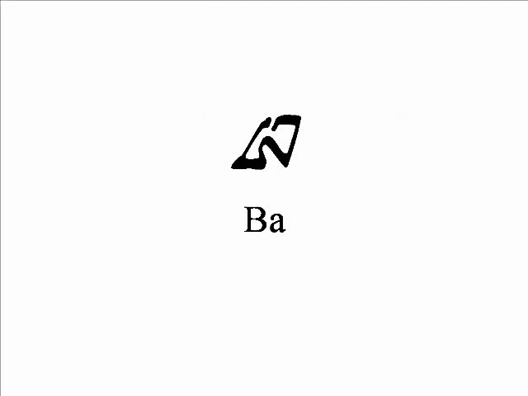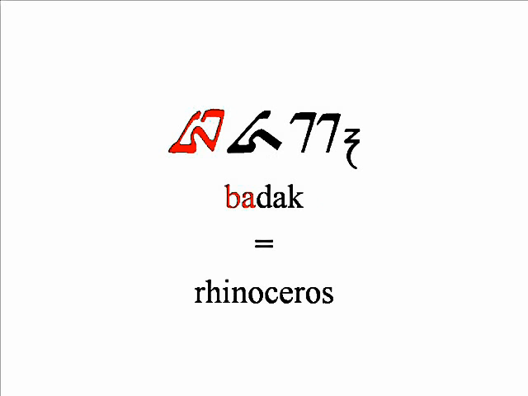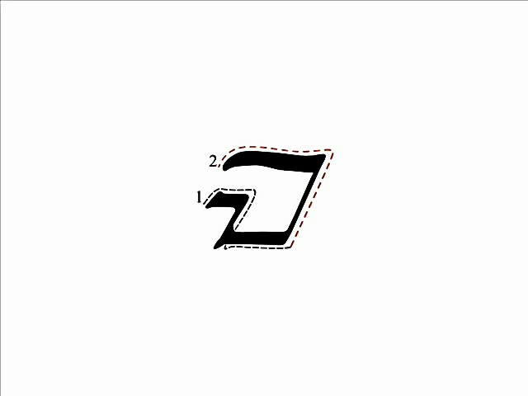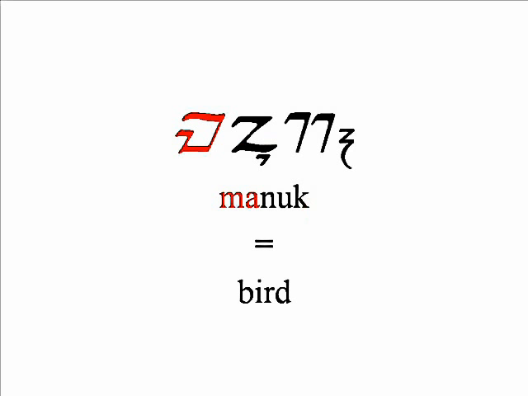Go on to the next letter, that is Ba, as in the word banana. This is how we write the letter to make a word like badak, meaning rhinoceros. After that, we have Ma, as in the word math. Here's how to write the letter. And a word example, that is manuk, which means bird.